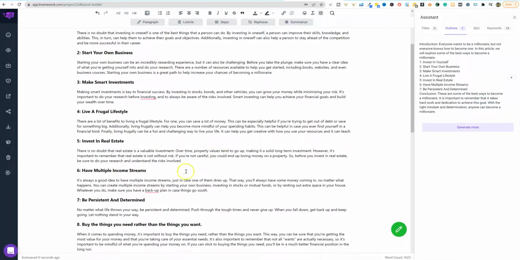Now, what you also want to do is you want to come through here. Most of the time, Bramework does a great job at ending all of its sentences, ending all of its thoughts with a sentence, right? A period. Right here, it didn't. So you can either remove this last sentence right here. What I would do is remove this last sentence and just push delete, or it can help you get creative with how you use your resources, and it can teach.